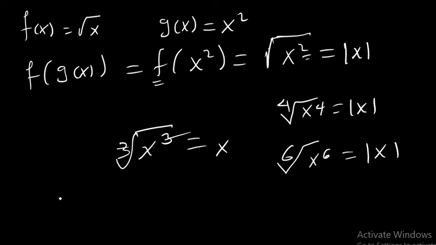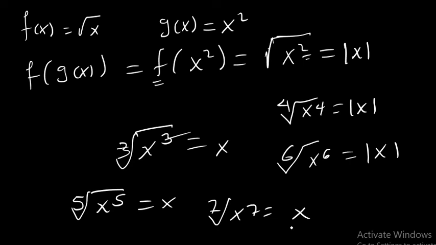But in case of odd, it's okay. For example, the 5th root of x to the power of 5, when you extract just x. Or the 7th root of x to the power of 7, when you extract just x directly without absolute value. Because for an even root, what number was squared, we don't know. So the outcome will be in absolute value, not directly x.